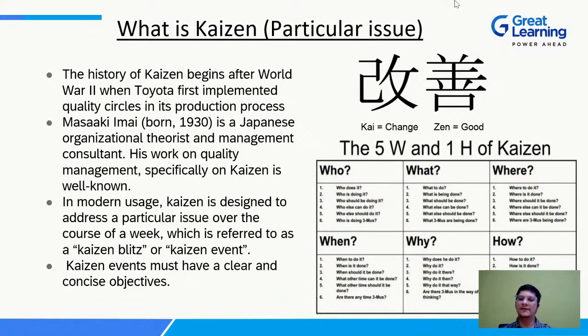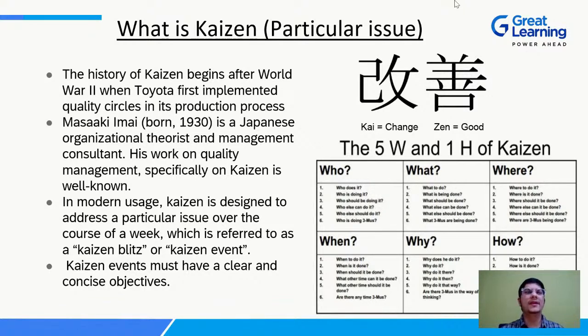So when you answer the 5 W's, you have the answer to how. So each of them is how do you do it? How is it done? How can it be done? How can it be improved? How can the process be changed? Who can do it? How can it be improved?